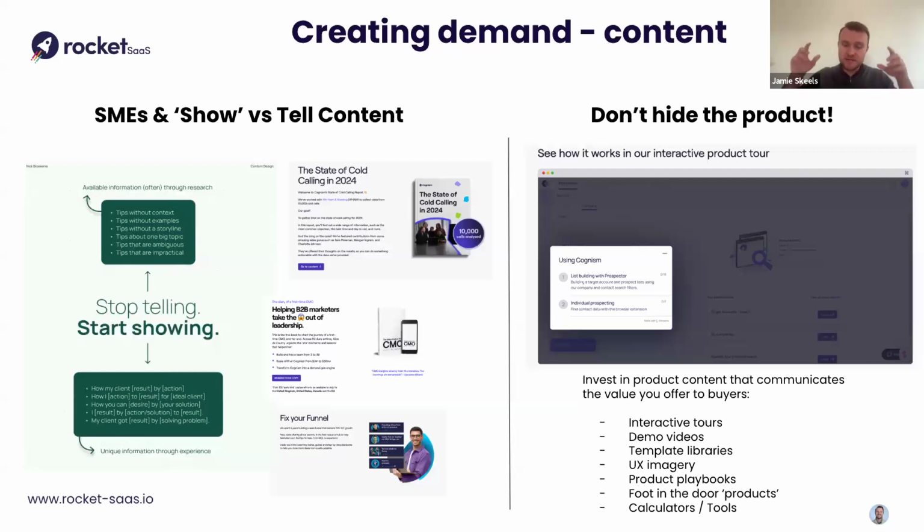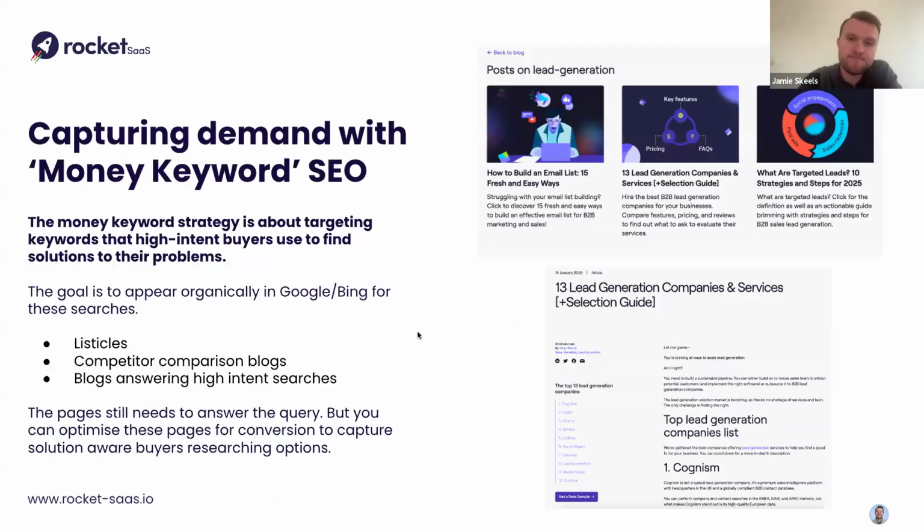So I'd highly recommend investing in product content that communicates the value you offer to buyers and shows how they can get it. Interactive tours, demo videos, template libraries, UX imagery, product playbooks, foot in the door products that give a little bit of the product away, calculators and tools that are built on what the product delivers. All of these things are really important. So I think showing the product is 100% a big lesson I learned. I think any business can replicate.